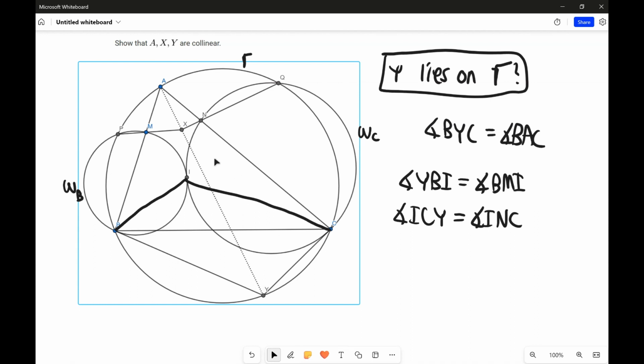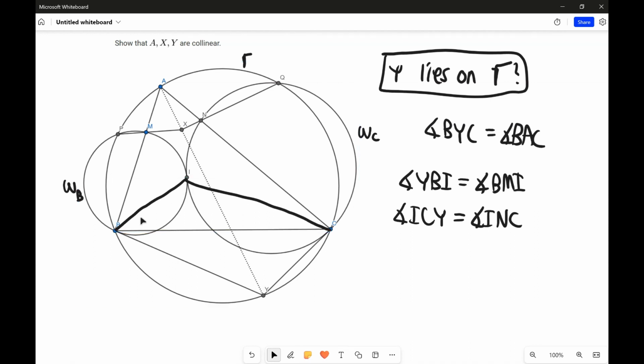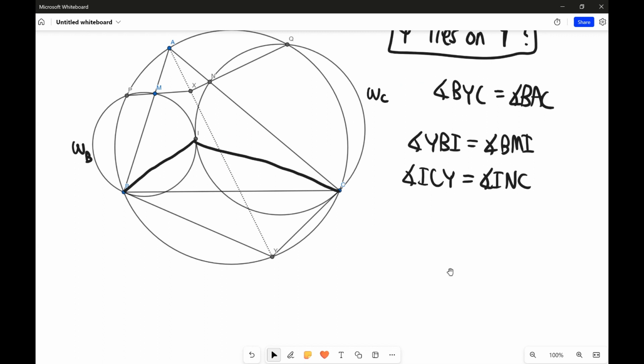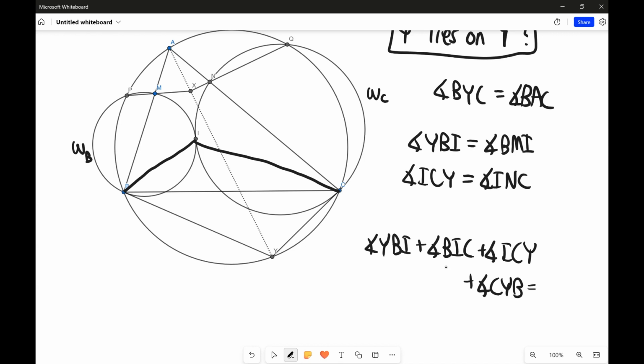And now we definitely think about using this quadrilateral BYCI, because the sum of the angles in that quadrilateral is 360 degrees, which is 0 degrees in directed angles. In particular, we have that directed angle YBI plus directed angle BIC plus directed angle ICY plus directed angle CYB is equal to 0.